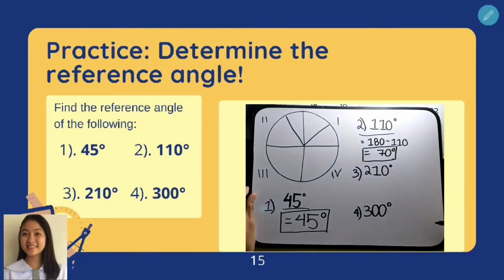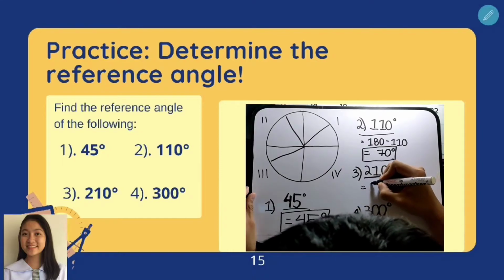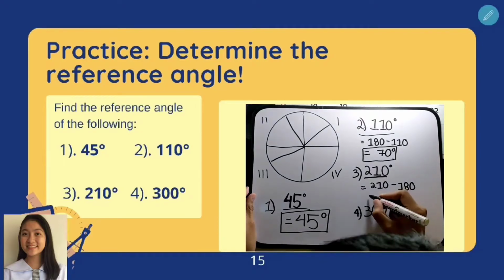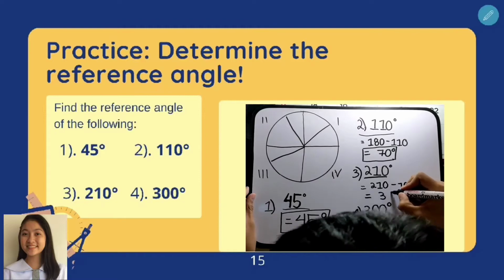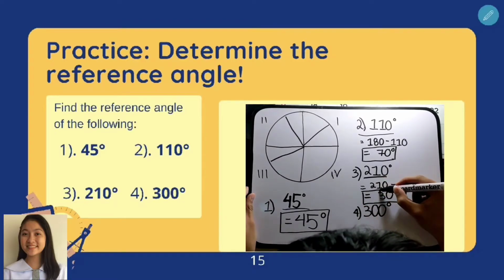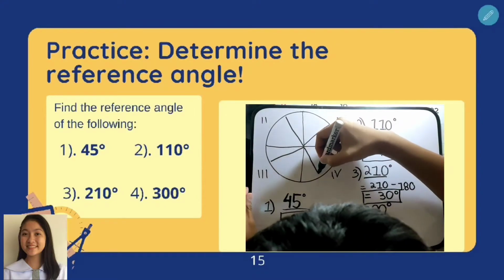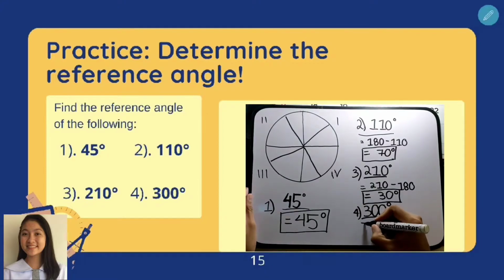Example number 3, 210 degrees. 210 degrees is in quadrant 3. Therefore, our formula is given angle minus 180. 210 minus 180 is equal to 30 degrees. Our reference angle is 30 degrees. Example number 4. We have to find the reference angle of 300 degrees. 300 degrees is in the fourth quadrant, and our formula for that quadrant is 360 minus the given angle. Therefore, 360 minus 300 degrees is equal to 60 degrees.